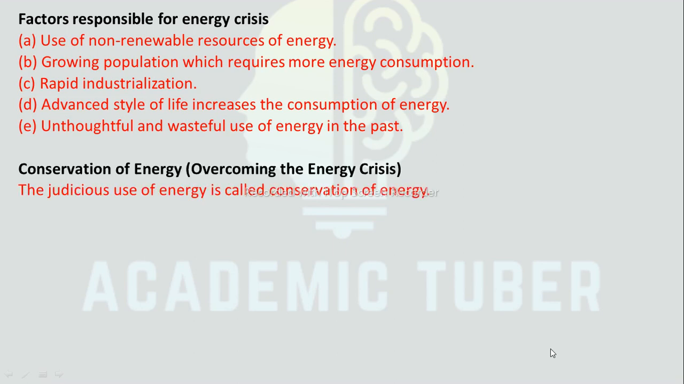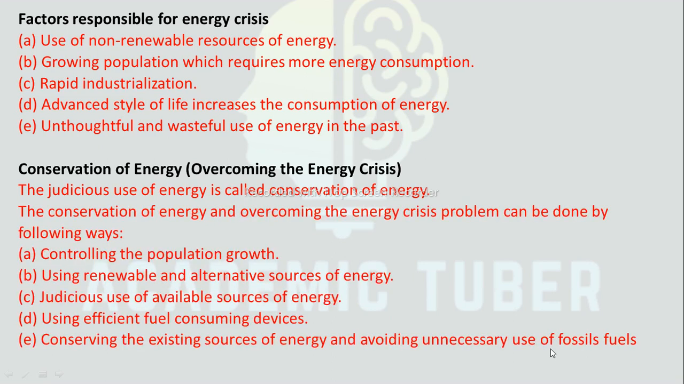Conservation of energy. The judicious use of energy is called conservation of energy, and the energy crisis can be solved by following ways: controlling the population growth, using renewable and alternative sources of energy, judicious use of available sources of energy using efficient fuel consuming devices, conserving the existing source of energy and avoiding unnecessary use of fossil fuel.